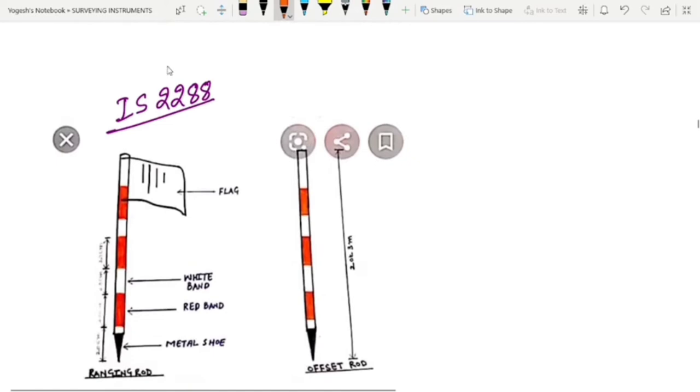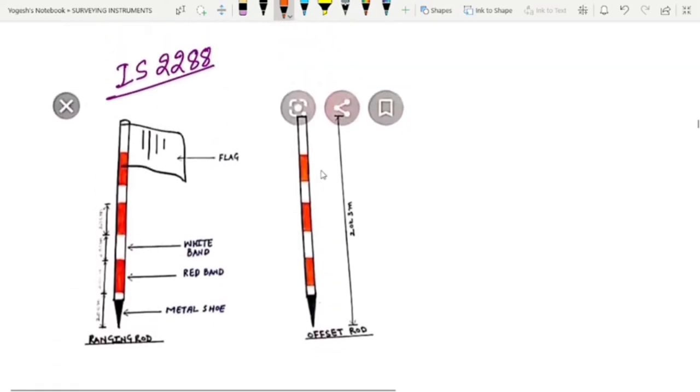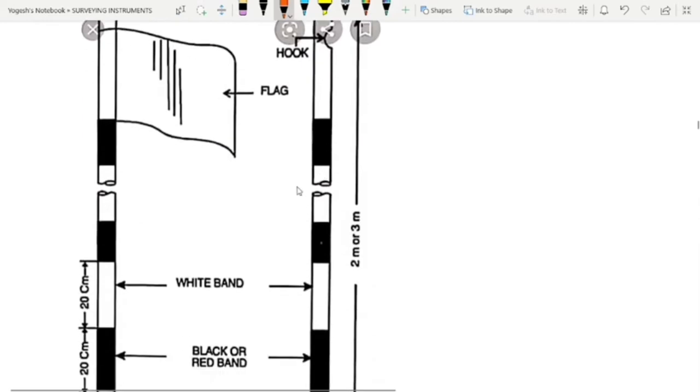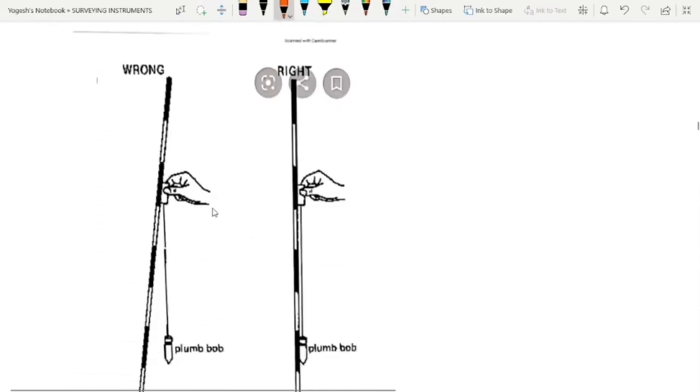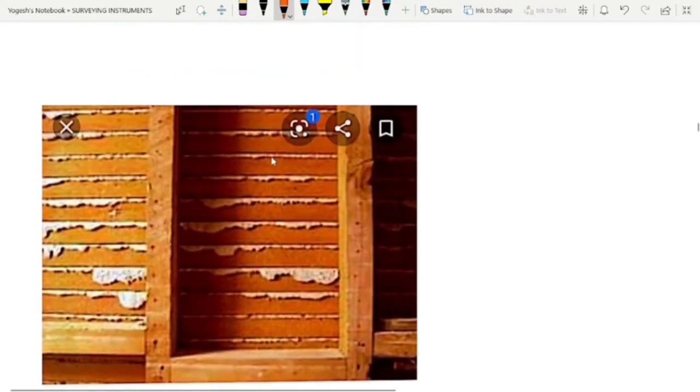According to IS code number 2288, these are the ranging rods and offset rods. All the dimensions we have discussed. These are the ranging and offset rods. These are the plasterer laths.